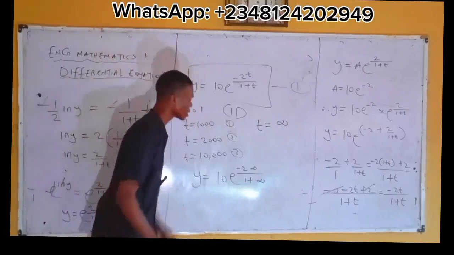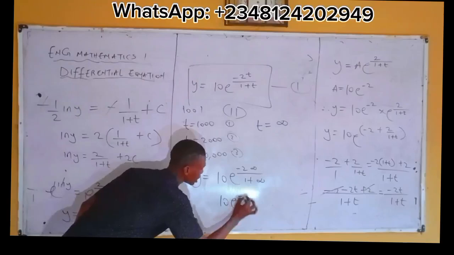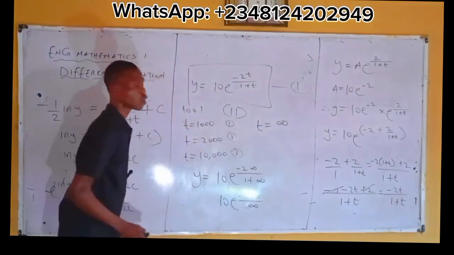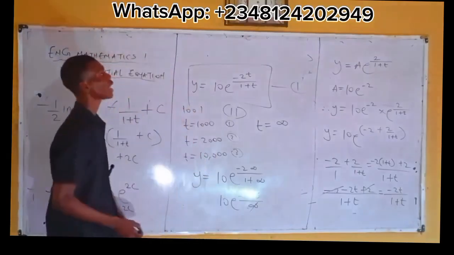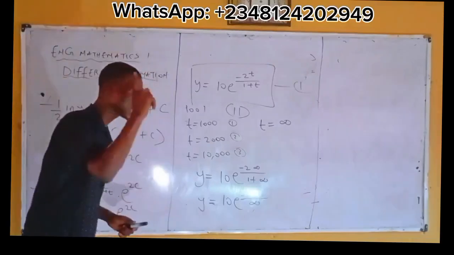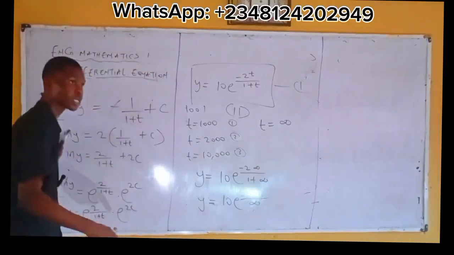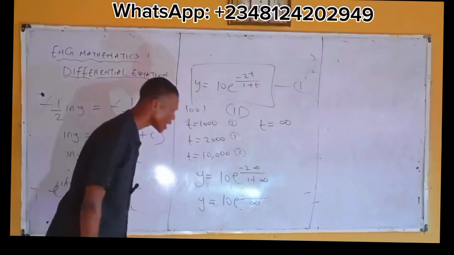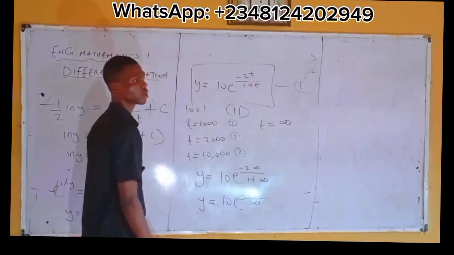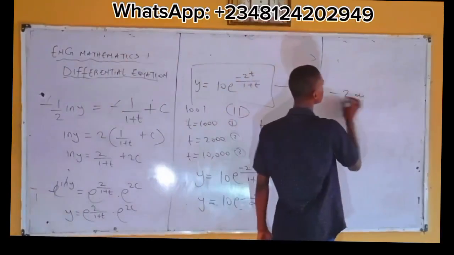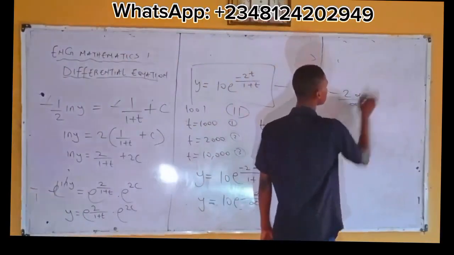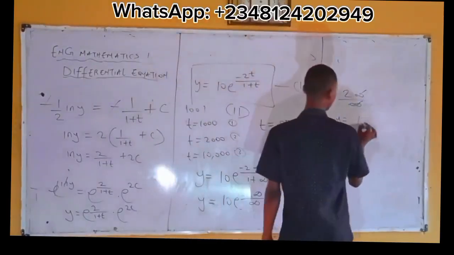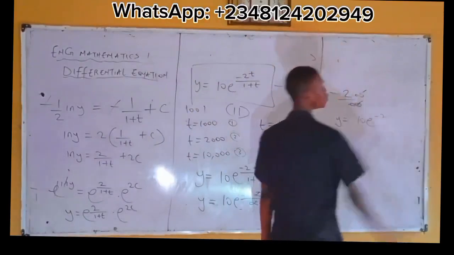Now this means you have 10 exponential negative infinity over infinity. Observe, infinity cancels infinity. To get y, I said earlier that you want to estimate the amount of substance. Up to this level, observe, it is a fraction: negative 2 infinity over infinity, and infinity cancels infinity. Therefore, y is equal to 10 exponential negative 2.